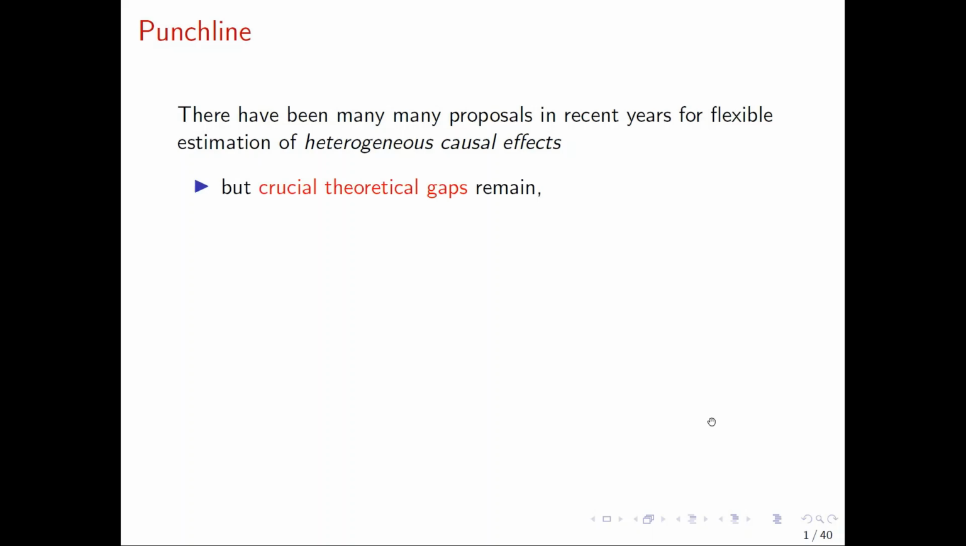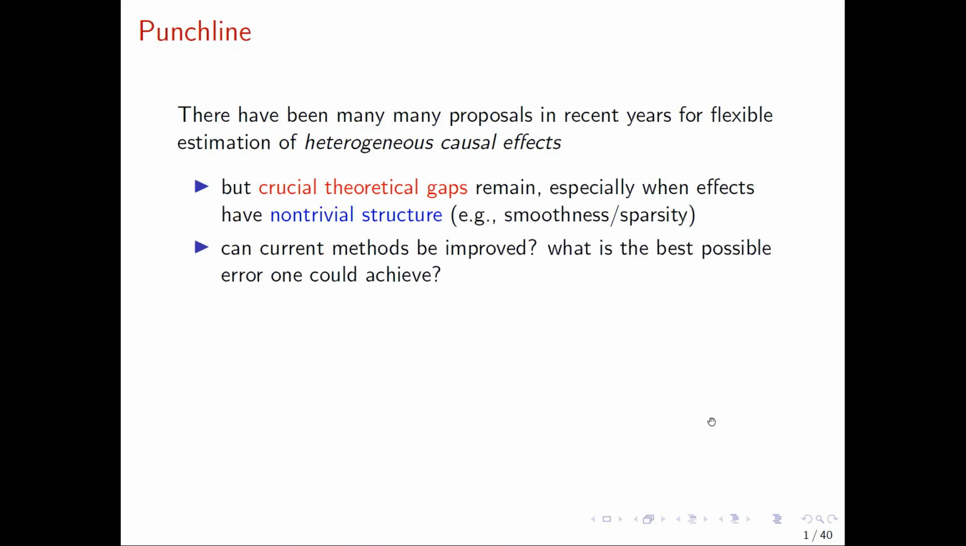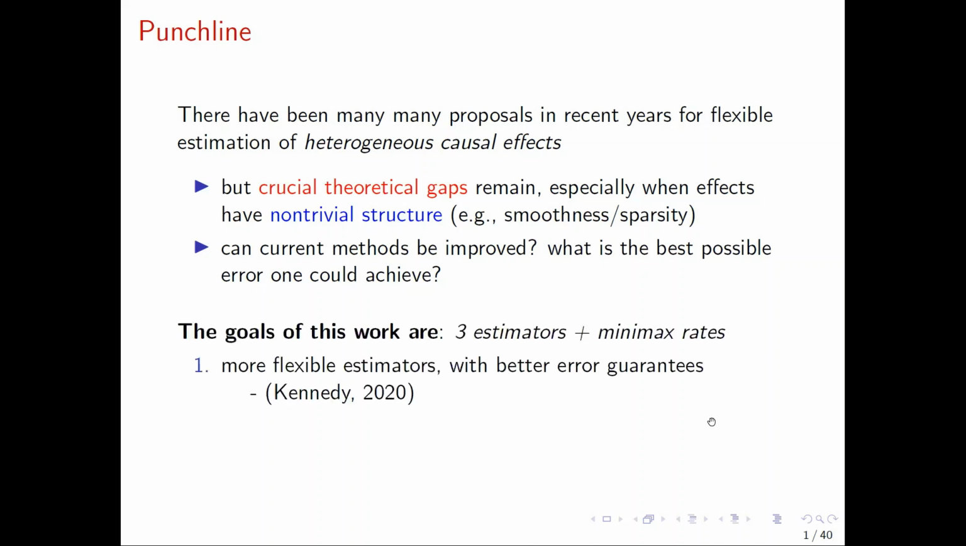There is a lot that's unknown about how we should benchmark these methods. This is especially true when these heterogeneous effects have some interesting, non-trivial structure to exploit, things like smoothness or sparsity. Some natural questions are: how are all the methods that people are proposing working? Are they good methods or not? Can they be improved, and to what extent? And in general, what's the best possible error we could hope to achieve in this problem? When can we know that we've found an optimal method and we can stop trying to iterate? This is what we're going to try and figure out in this work.